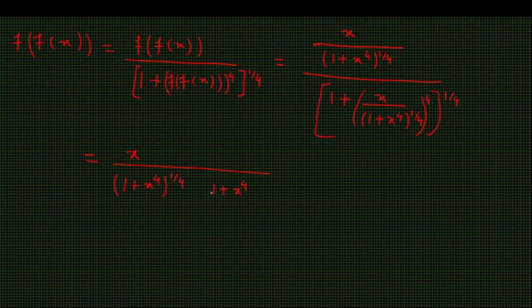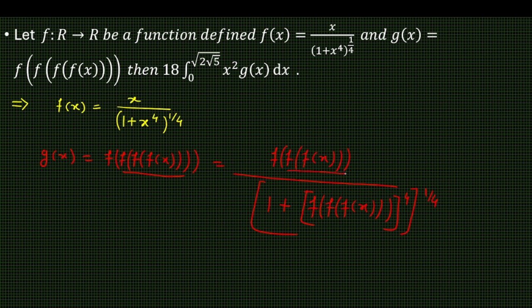and on taking LCM, we will get (1 + x^4 + x^4) bracket to the power 1/4, and the denominator of the denominator will come to the numerator. So (1 + x^4) to the power 1/4 gets cancelled. Now we will have just x upon (1 + 2x^4) to the power 1/4. Now let's solve for f(f(f(x))).